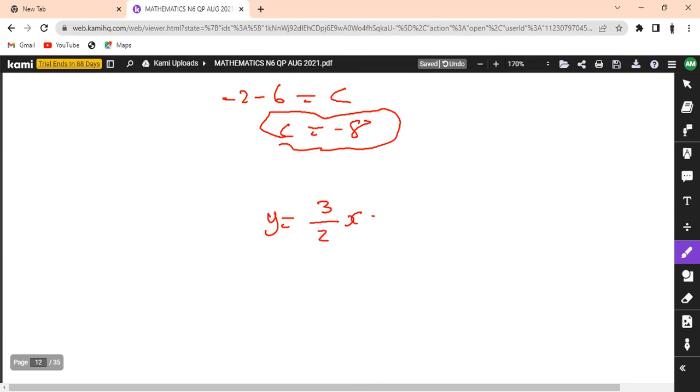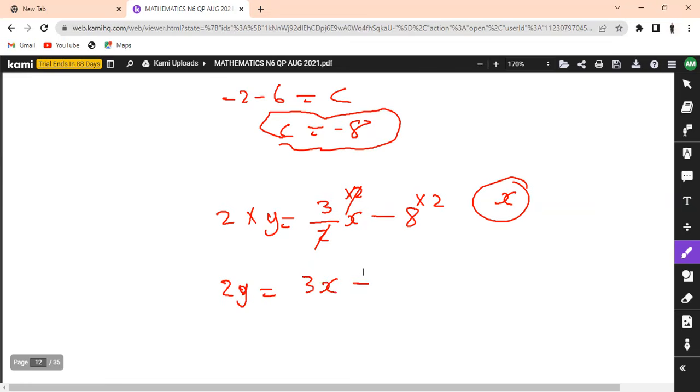And remember, our relation must be of x. We must make x the subject here. So how can we make x the subject? Just multiply by 2 here so that we can clear the fraction. It is going to be 2y, which is equivalent to 3x minus 16, 8 times 2, which is 16.